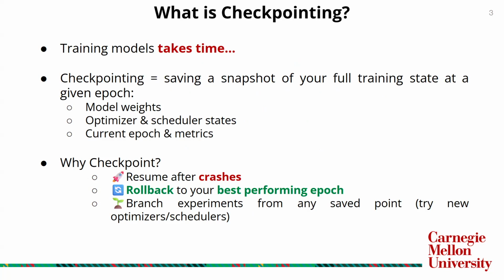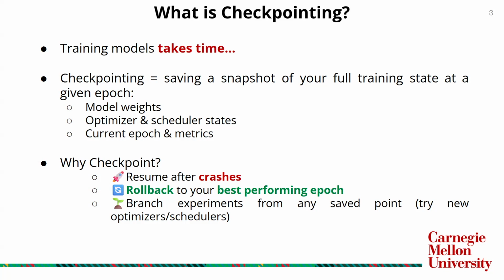Checkpointing is essentially creating a snapshot of your entire training state at a specific point in time. When we checkpoint, we are saving three critical pieces of information. First is the model weights. These are the learned parameters that represent all the knowledge your model has acquired. Second is the optimizer and the scheduler states. This includes momentum terms, learning rate schedules, and other optimizer-specific information. And third, current epoch and metrics, so you know exactly where you were in training and how well your model was performing.